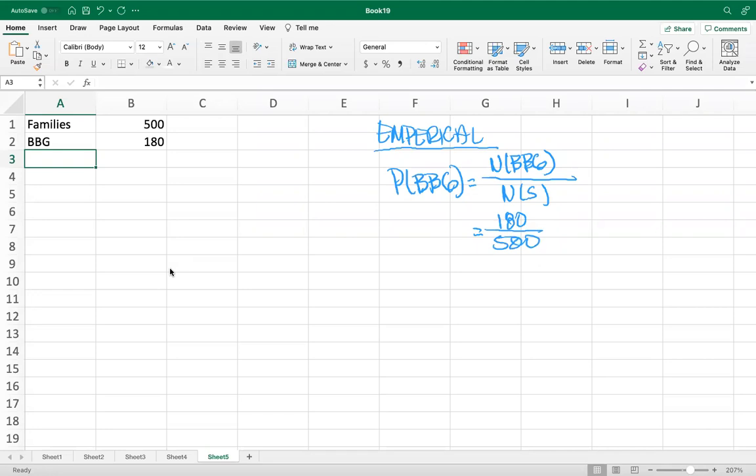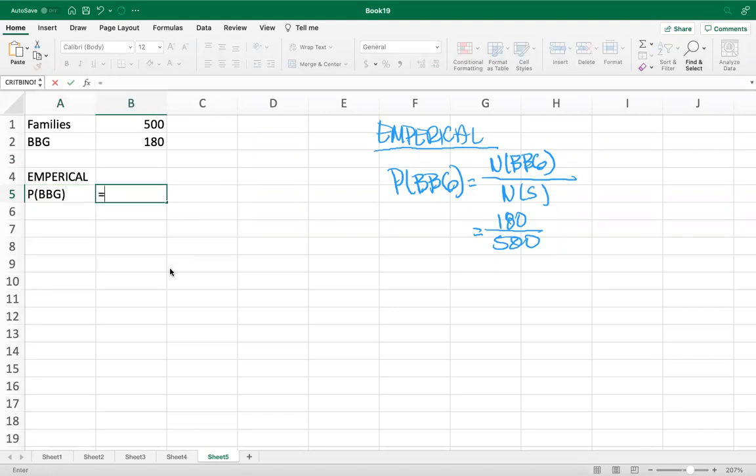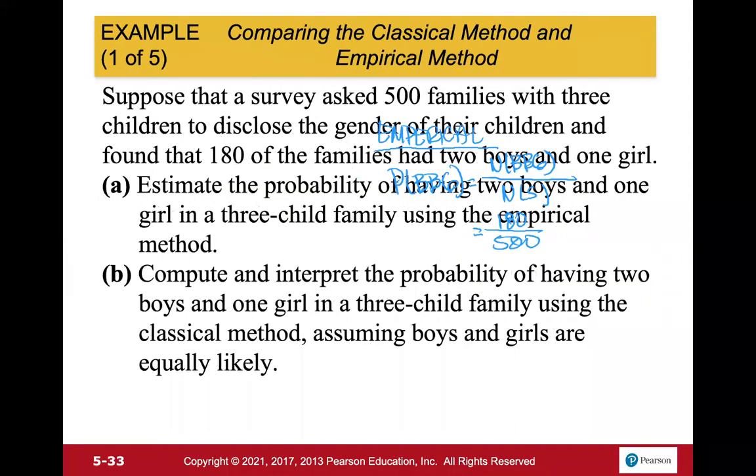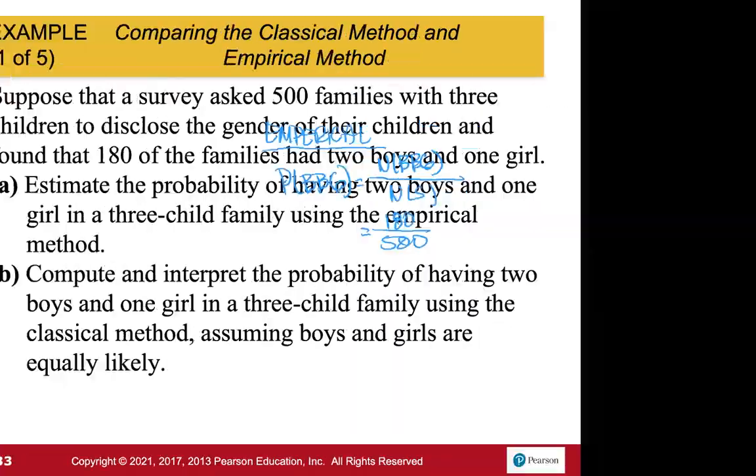So now with the empirical method, we had the probability of boy, boy, girl equal to 180 divided by 500, which is 0.36. So that's the empirical method. Now let's talk about, what was the other one called? The classical method.